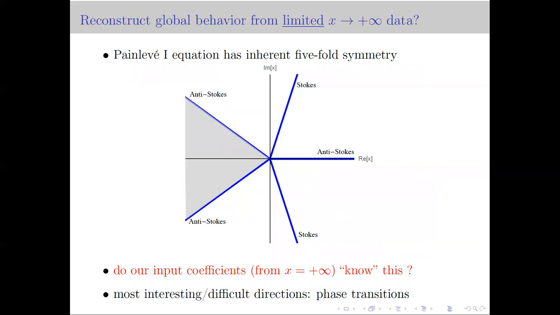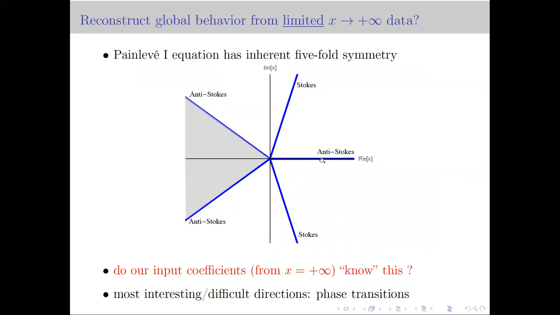This equation has a lot of interesting structure in the complex x-plane. It has a built-in 5-fold symmetry. If you rescale x by a fifth root of unity and rescale the function by that thing squared, it's invariant. So it has this basic 5-fold structure.